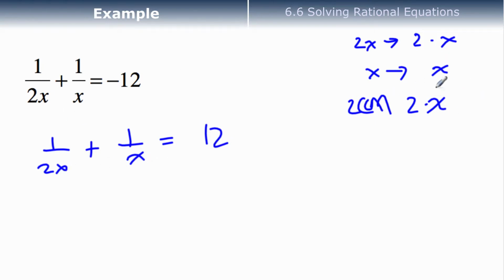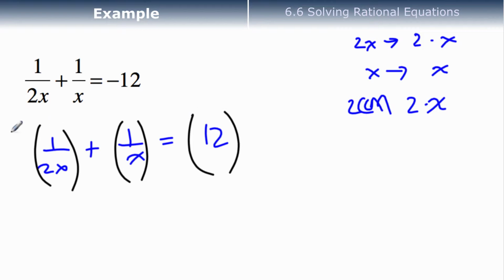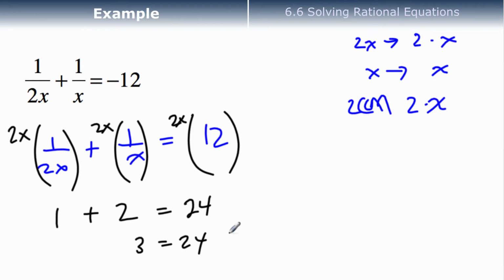We found an LCM. Now we take each term and multiply them all by 2x, 2x, 2x. Here the 2x's cancel, so I'm left with a 1. Plus, here just the x cancels, so 2 times 1 is a 2, is equal to 2x times 12 is 24x. So 1 plus 2 is 3 is equal to 24x. I forgot my x there.